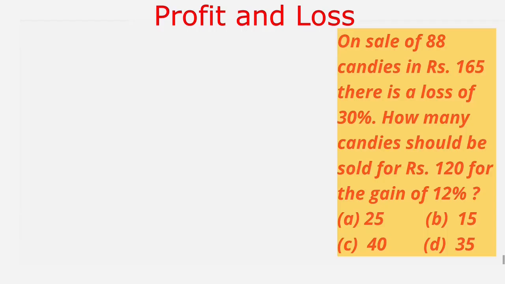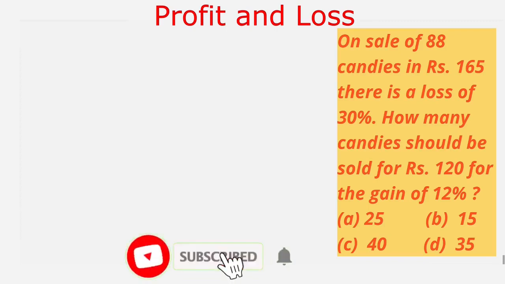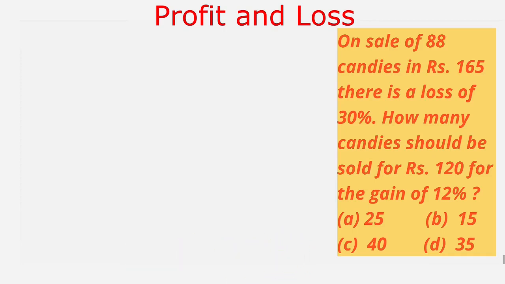We solve this question by 3 different methods so that you can understand the concept and shortcut tricks. Our first method is: let CP be 100. Then for a 30% loss, the selling price is 70, and later on we have to make a profit of 12%. So it becomes 100 plus 12, which is 112.